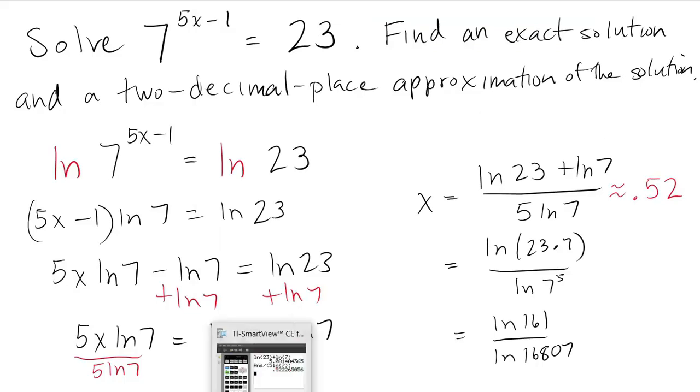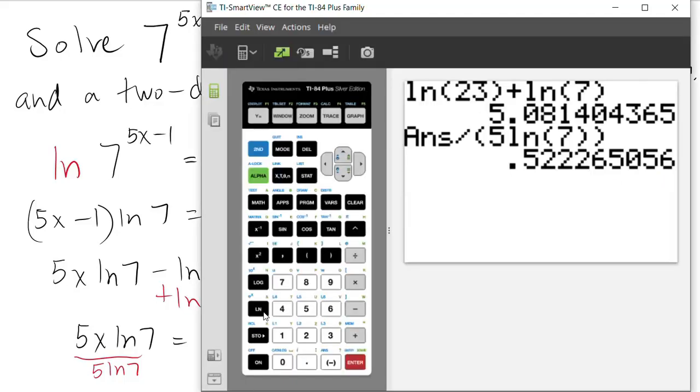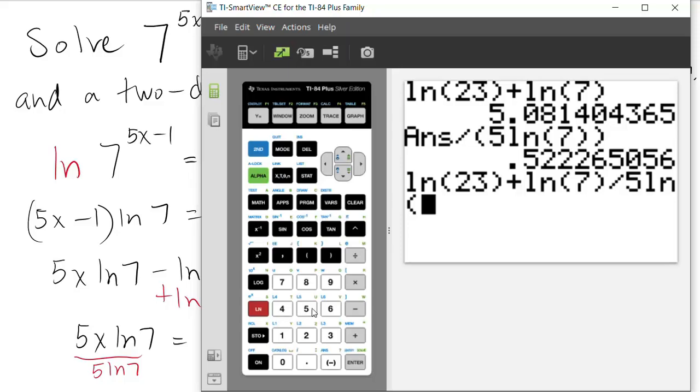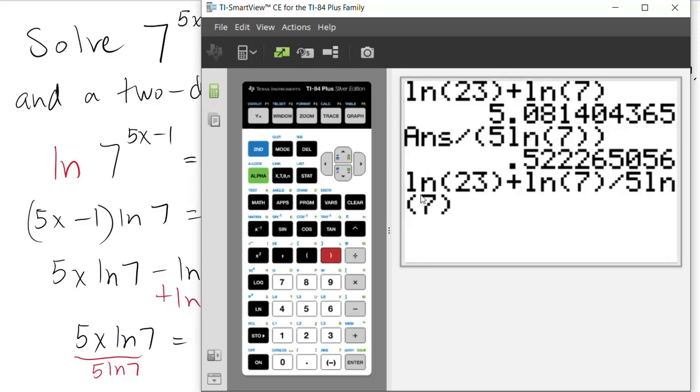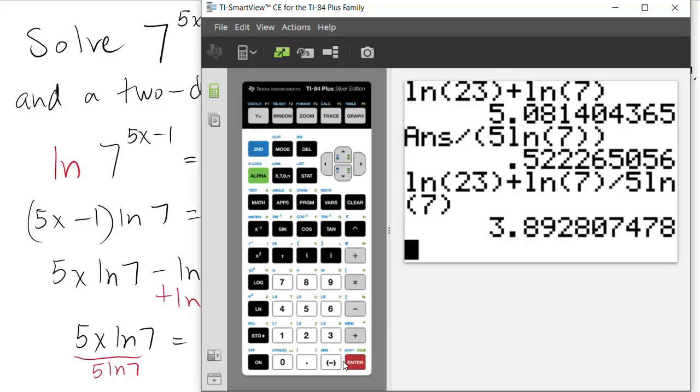You really need to be careful when you're putting this into the calculator. A common mistake would be to try to type this all in one line using something like this. Natural log of 23 plus the natural log of 7 divided by 5 times the natural log of 7. But there's actually two mistakes here. First off, you're only dividing the natural log of 7 by this expression, and secondly, the calculator is so strict about the order of operations, it's only going to divide by 5. This isn't going to give us the same result.